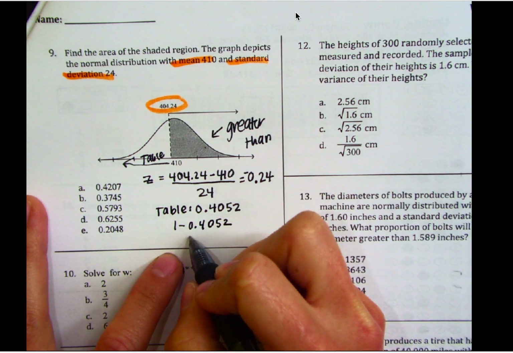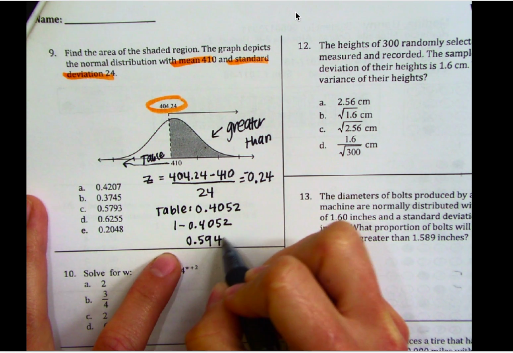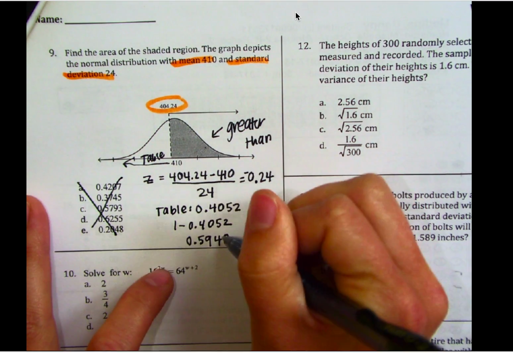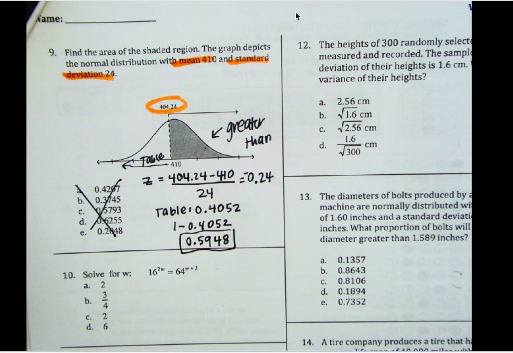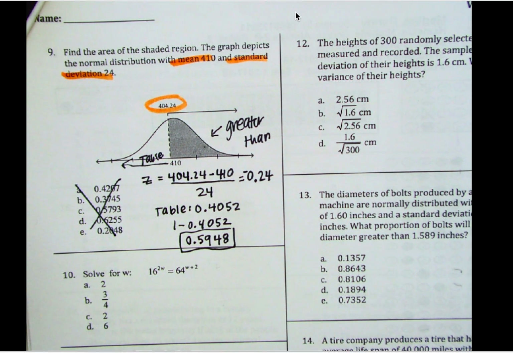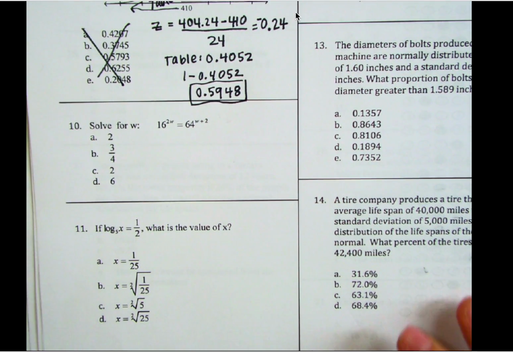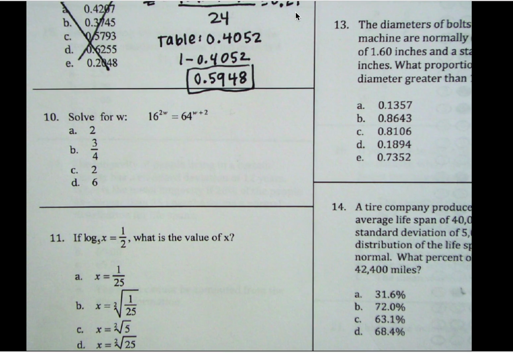Okay, so we get our answer of 0.5948, which again is not one of our multiple choice answers. Okay, so that's going to be our area greater than the value. Okay, number 10. We are going to be solving for w, so this takes us back to previous units where we worked on exponential equations.